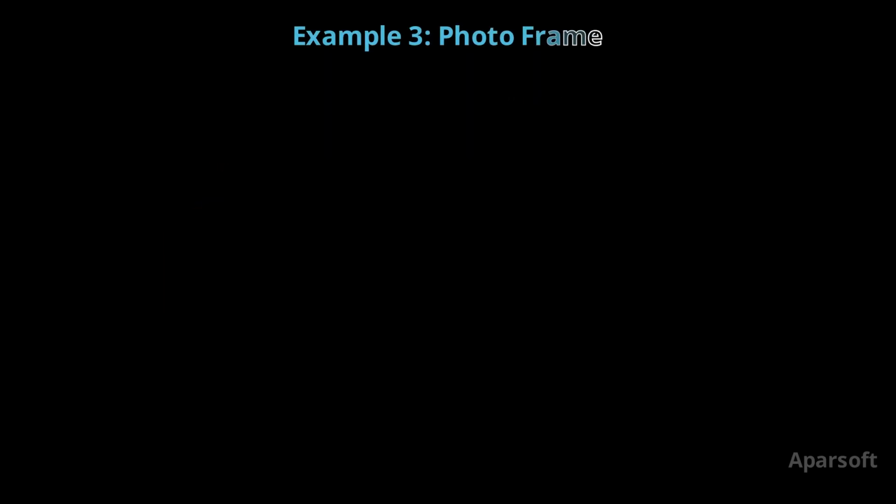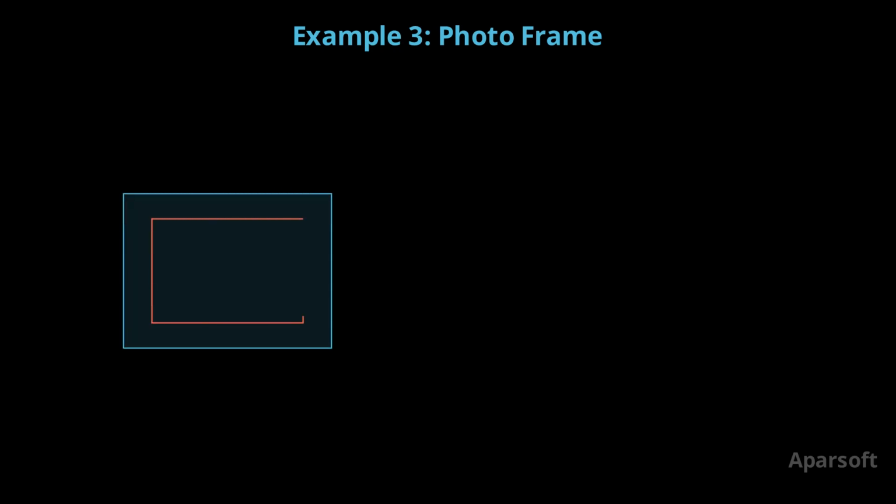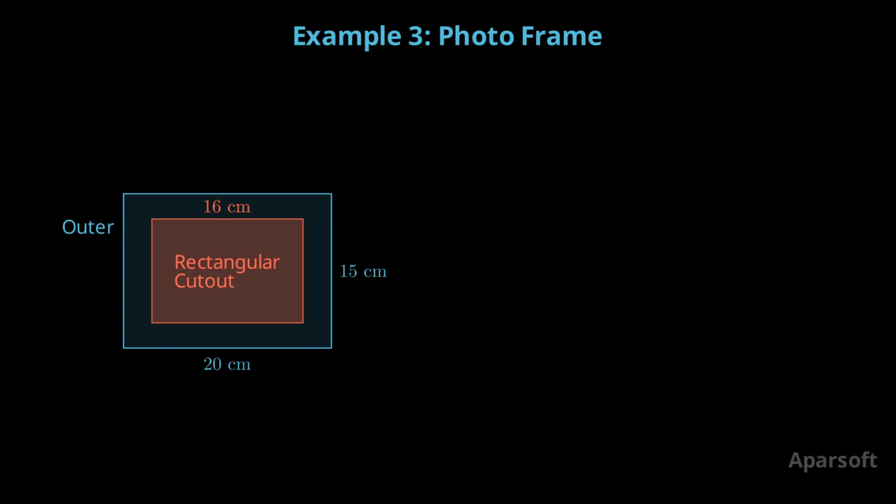Sometimes we are given a shape that has a piece cut out of it, like a photo frame. Here is the example shape. The outer rectangle is 20 centimeters in width by 15 centimeters in height. The inner rectangle, a rectangular cutout, is 16 by 11 centimeters. And we want to find the area of just the frame, which is the outer rectangle minus the inner cutout. Remember, just the area of the frame is asked for, not the area of the whole shape.